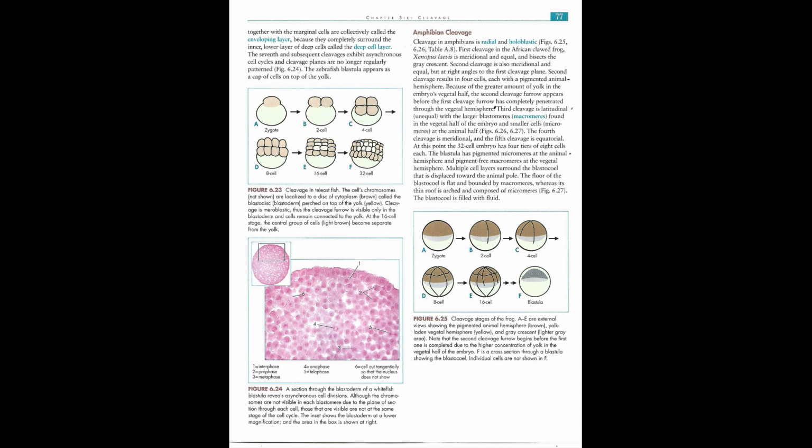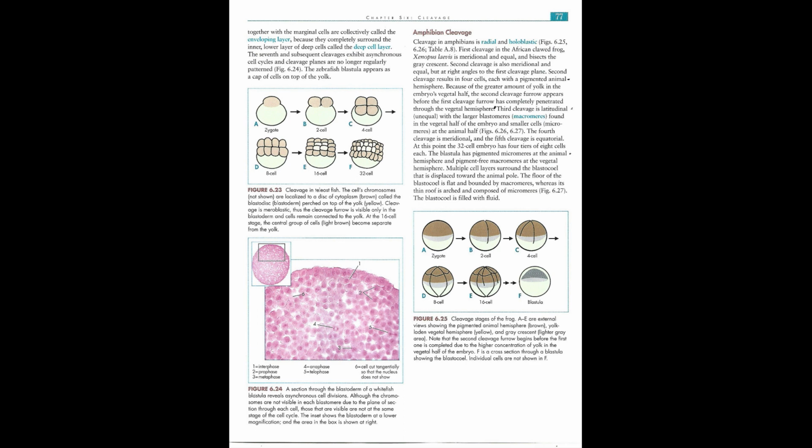Third cleavage is latitudinal and unequal, with the larger blastomeres, macromeres, found in the vegetal half of the embryo and smaller cells, micromeres, at the animal half, Fig 6.26, 6.27. The fourth cleavage is meridional, and the fifth cleavage is equatorial. At this point the 32-cell embryo has 4 tiers of 8 cells each. The blastula has pigmented micromeres at the animal hemisphere and pigment-free macromeres at the vegetal hemisphere.